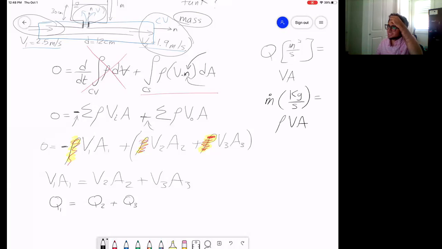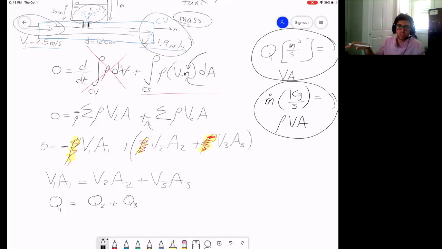Good. So that last one is mass flow rate. This one is mass flow rate. This one is volumetric flow rate. Velocity times area is volumetric flow rate. Density times volumetric flow rate equals mass flow rate.